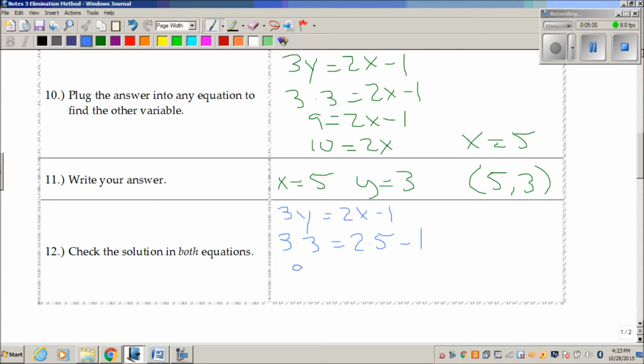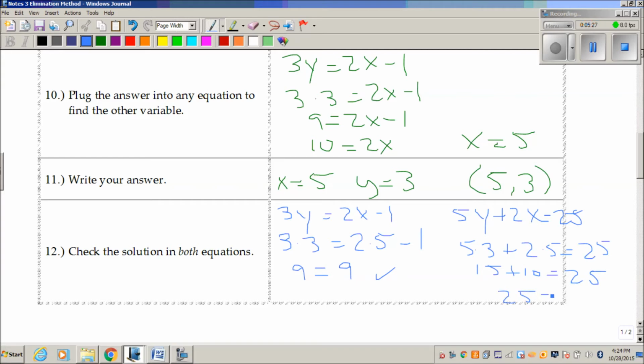So here on the left side I have 9. On the right side, I have 10 minus 1, which is also 9. So it works in that equation. And then I go back to my other equation in its original form, and I do the same thing. 5 times 3 plus 2 times 5, hopefully will equal 25. Here I've got 15 plus 10, and 15 plus 10 equals 25. So 25 equals 25. So the check is the same as all the other checks we've ever done.